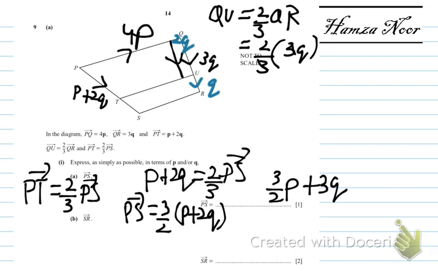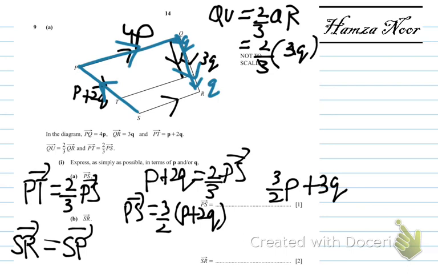Alright, both are acceptable. Now all you need to do is find the vector SR. In order to break the vector SR into components, you can simply take a route from S to P, then P to Q, and then Q to R. So vector SR can be written as SR is equal to SP plus PQ plus QR.